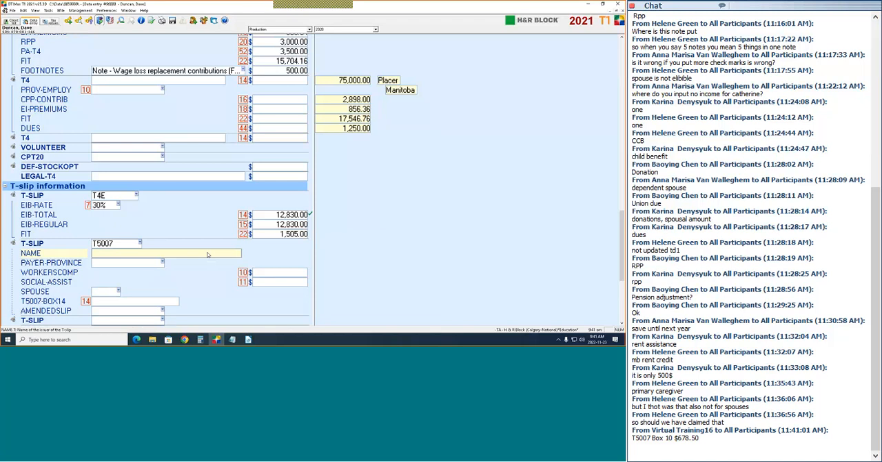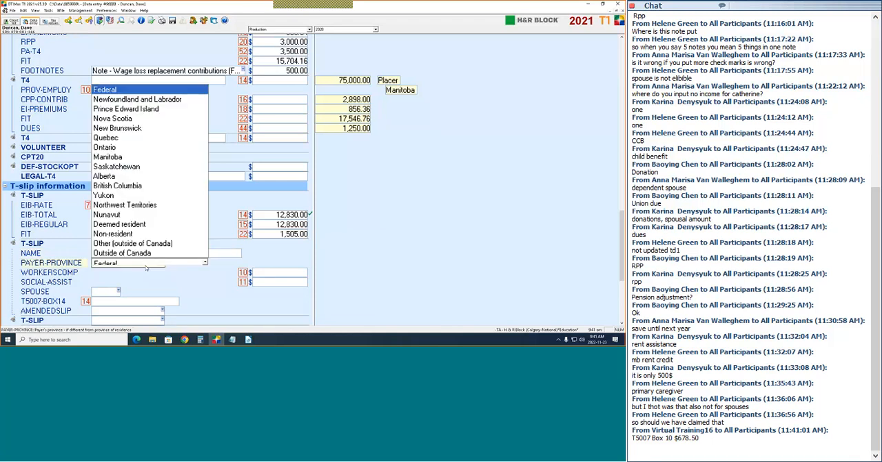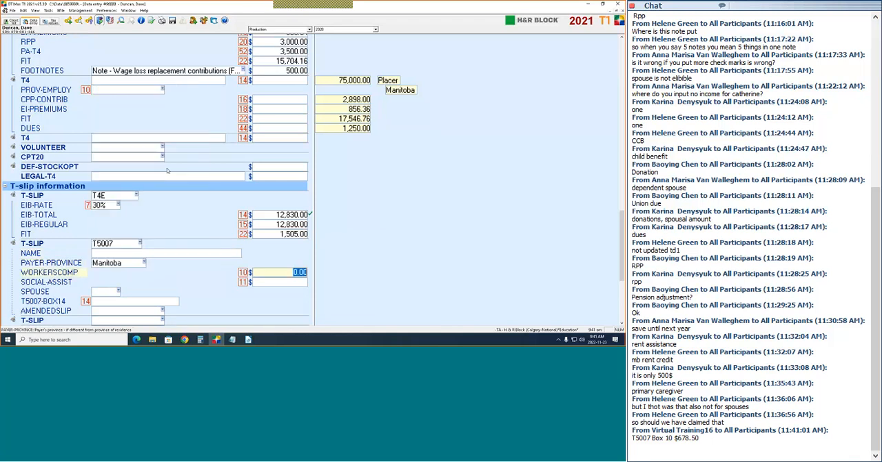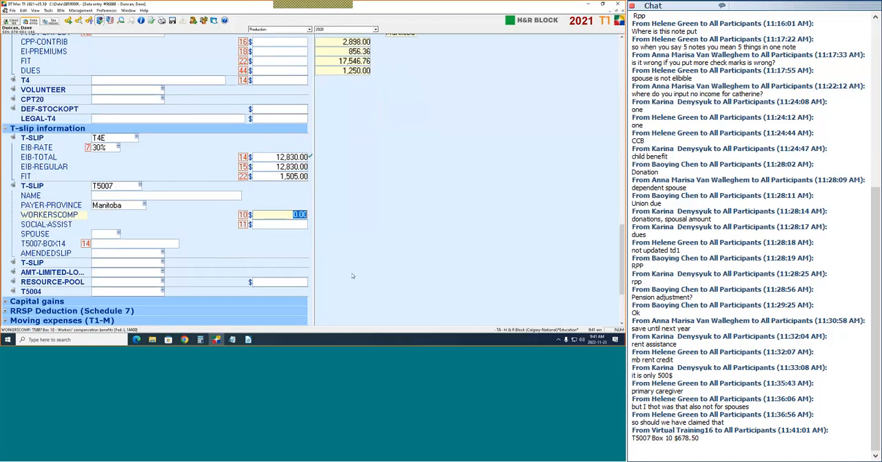Usually the name will be some government body, but it's not mandatory to fill it in if you don't have it. Generally, you probably are going to have a payer province. And then you have 3 boxes. And I want to remind you, we're in Manitoba, we have 3 boxes. There's a box 10, a box 11, and a box 14. Workers' comp is box 10, so we can put the workers' comp in. Nice and easy. That's all we have.